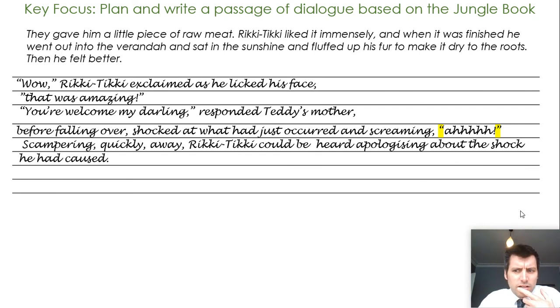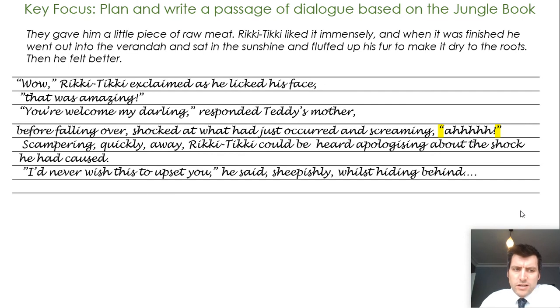Why had he caused shock, do you think? Yeah, you're right. He's a mongoose and he's talking. So that's a bit weird, isn't it? Therefore, she's a bit shocked. Teddy's mother's shocked. Scampering quickly away, Rikki-Tikki could be heard apologising about the shock he had caused. "I'd never wish this to upset you." I'd, okay, that contraction. "I'd never wish this to upset you," comma before the inverted commas. "I'd never wish this to upset you," he said, using the adverb sheepishly whilst hiding behind. Now, said isn't great as a speech verb. However, the adverb affects the verb, and therefore sheepishly is showing me that he's quite nervous. Okay, and he's hiding behind.